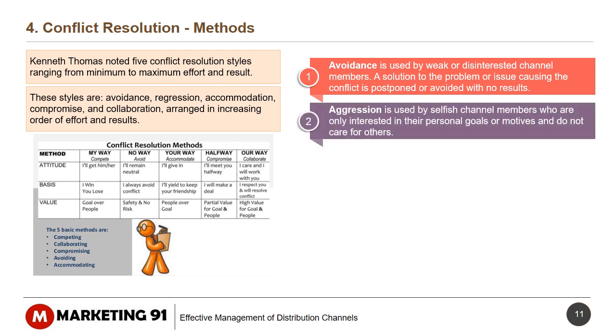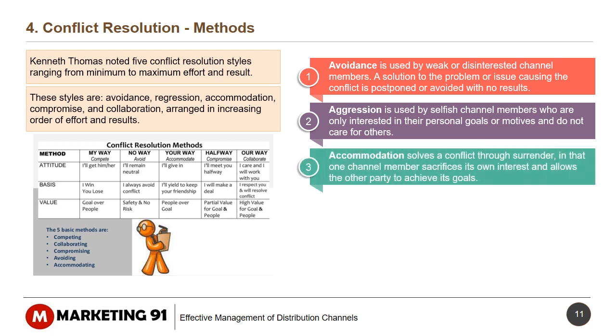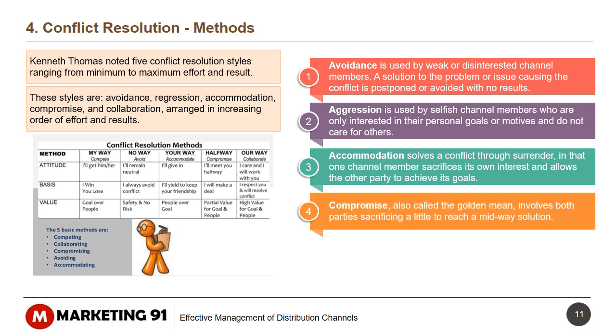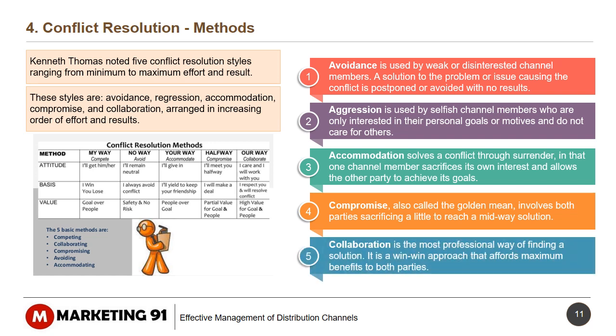Aggression is used by selfish channel members who are only interested in their personal goals or motives and do not care for others. Accommodation solves a conflict through surrender, in that one channel member sacrifices its own interest and allows the other party to achieve its goals. Compromise, also called the golden mean, involves both parties sacrificing a little to reach a midway solution. And collaboration is the most professional way of finding a solution. It's a win-win approach that affords maximum benefits to both parties.